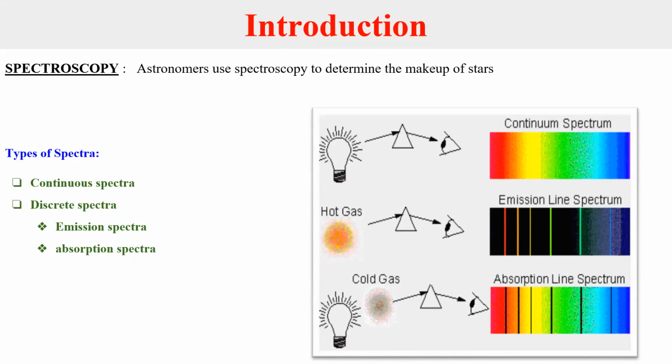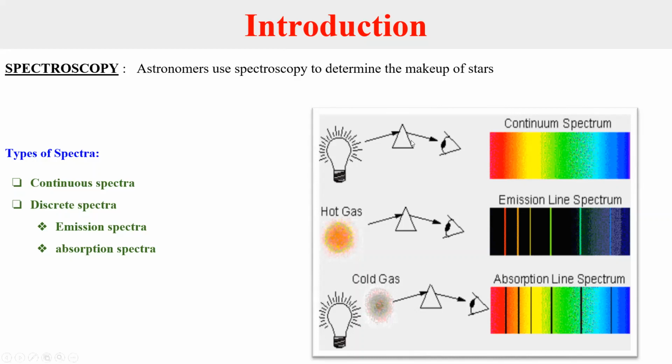It is the study of the spectra produced when matter interacts with or emits electromagnetic waves. There are two types of spectra, continuous spectra and discrete spectra. In continuous spectra, we get all the wavelengths of light, and in discrete spectra, we get emission spectra and absorption spectra.